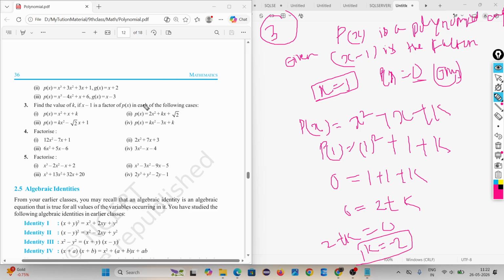The question number 1 and 2 and question number 3. The difference is in question number 1 and 2, we have to check whether it is 0 or not, means factor or not. But in question number 3, it is telling x minus 1 is a factor. If x minus 1 is a factor, that means x equal to 1. That means p of 1 100% give you 0. Then p of 1 I am writing and find the k value. You understand or not? Yes, sir.